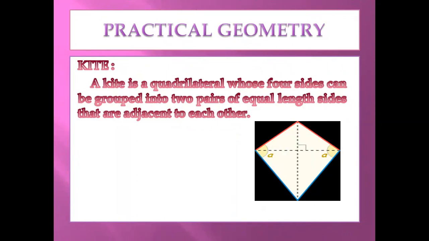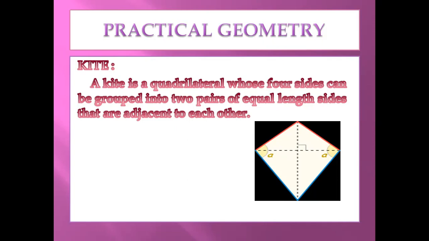Now come to the question 10, where kite, all of you familiar the shape of the kite. A kite is also a quadrilateral whose four sides can be grouped into two pairs. Clearly you see in the diagram that the first two sides with the red color, they are equal in length, and the blue color, these two sides are equal in length. We divide into group. One was one pair and the second pair.